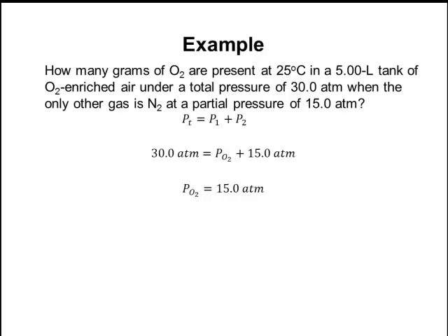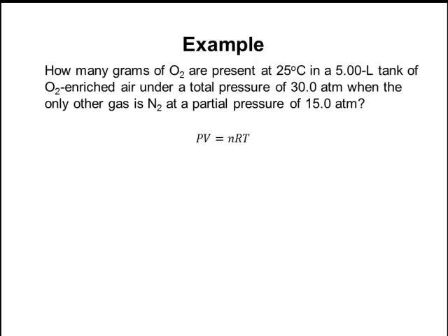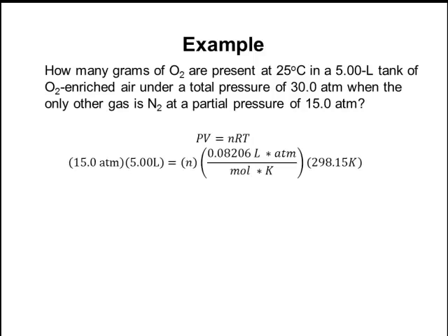Once I know my pressure, if I'm looking for grams of O2, now I need to use my ideal gas equation. Taking my ideal gas equation and plugging in the values, I can solve for n, which is 3.07 moles of the O2 gas. If I want to convert moles to grams, I just use molar mass, and when I do that, I end up with a mass of 98.24 grams of O2.